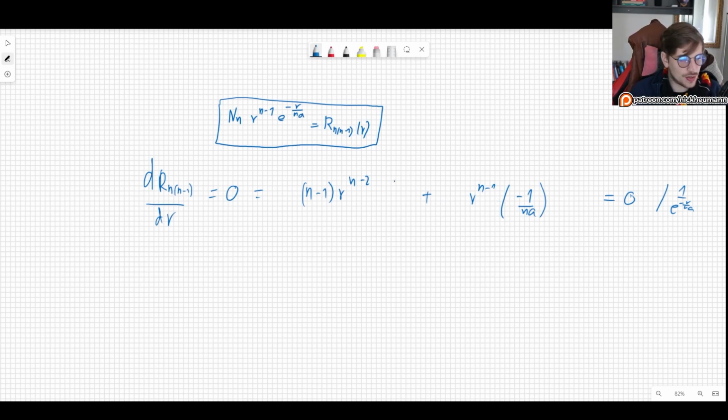We can also get rid of some of these r's. We have r to the n minus 2 and r to the n minus 1. So here, for example, we could divide by r to the n minus 1 so that we get rid of this r to the n minus 1. So we have r to the n minus 2 minus n plus 1. By doing this, we get rid of this n, and we are left with r to the minus 1. We are just doing some algebra here so that we can find the r at which we are going to have the maxima.